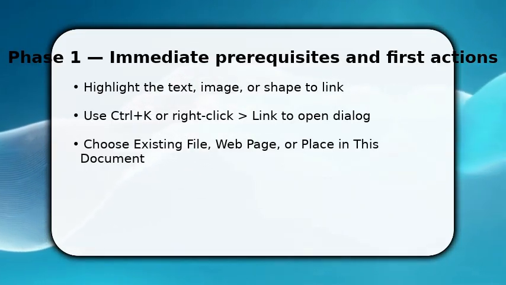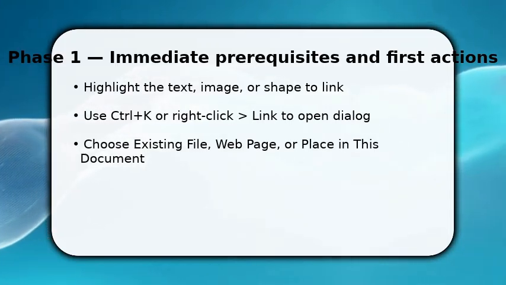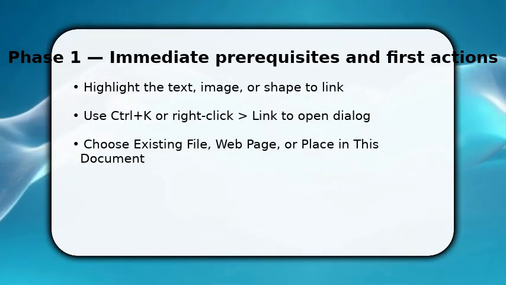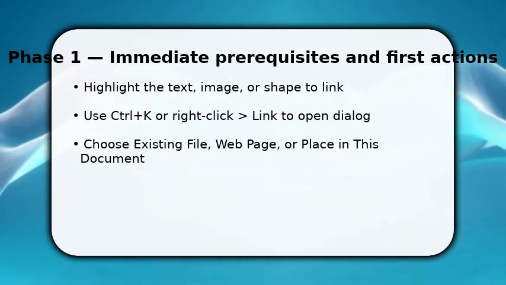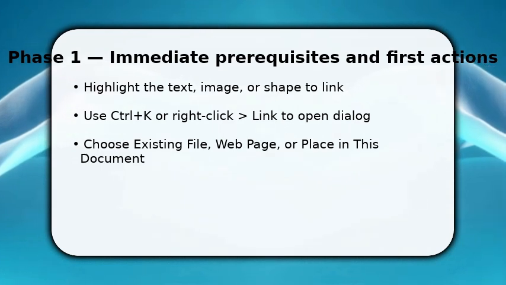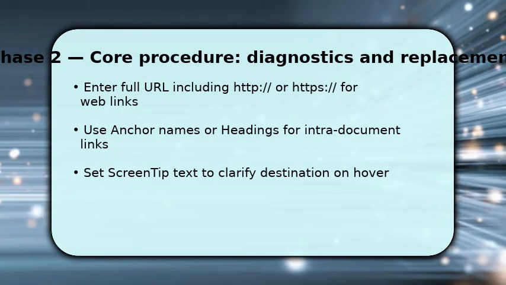In the dialog, pick whether to link to an existing file, web page, or place in this document. Make sure to type the full URL or browse to the file so Word resolves the target correctly and avoids broken links later. Now configure the link details.